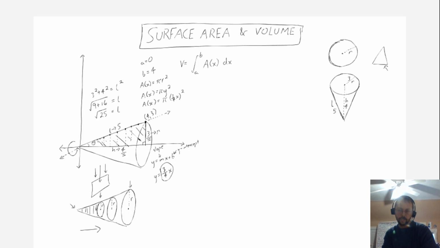Now I want to go ahead and plug that into our integral. So volume equals the integral from our starting point on the x-axis, which is 0, to our ending point on the x-axis, which is 4, of the area of our slice, which that formula is pi times 3/4 x squared dx. Now all we have to do is solve this, and we can pull the pi on the outside of the integral because it is a constant.